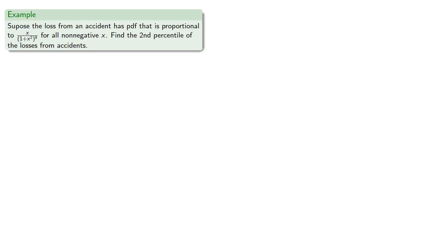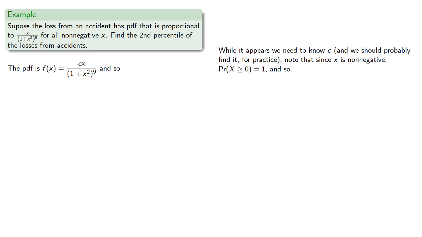Or suppose the loss from an accident has a PDF that's proportional to, for all non-negative x. Find the second percentile of the losses from accidents. So the proportionality tells us that the PDF is going to be some constant c times that rational expression. Well, it appears we need to know c, and we should probably find it for practice.